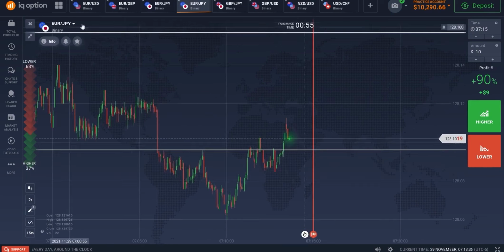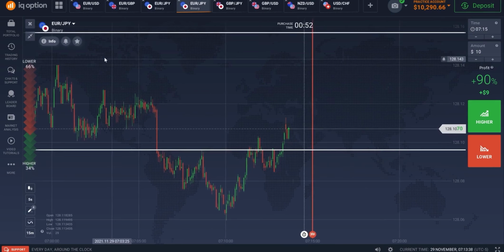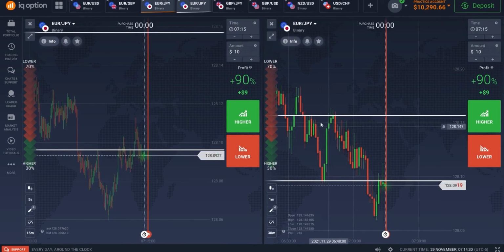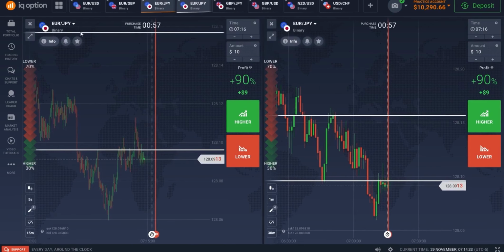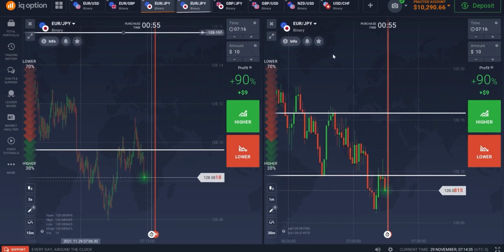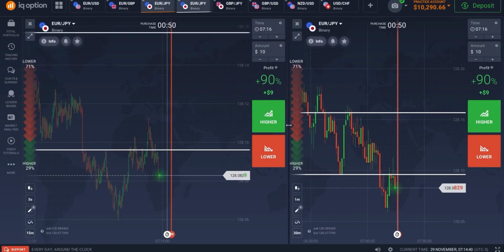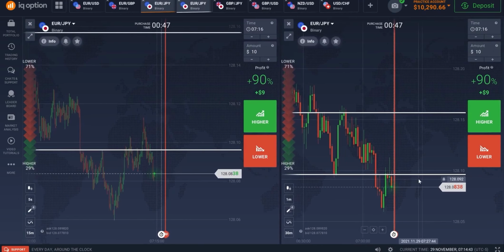Alright, let me place these two charts side by side. As you can see, now I have two charts. Both of them are for euro to yen. I'll make the 5-second chart a bit larger so we can see it more clearly.